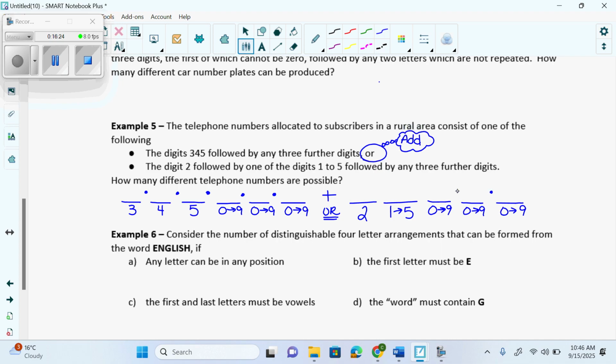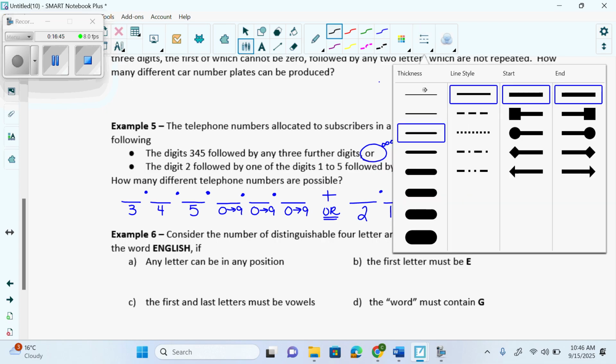Multiply, multiply, multiply, multiply. So I need each of these numbers. All right, so I listed all the options I have, correct? Now I just need to go to every blank and put how many options that is above it. That's it. And multiply them.